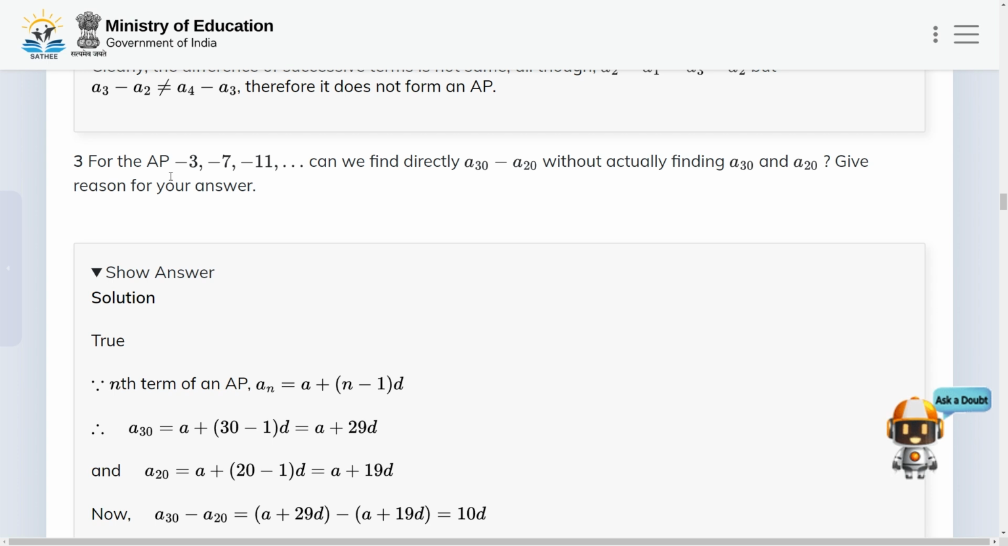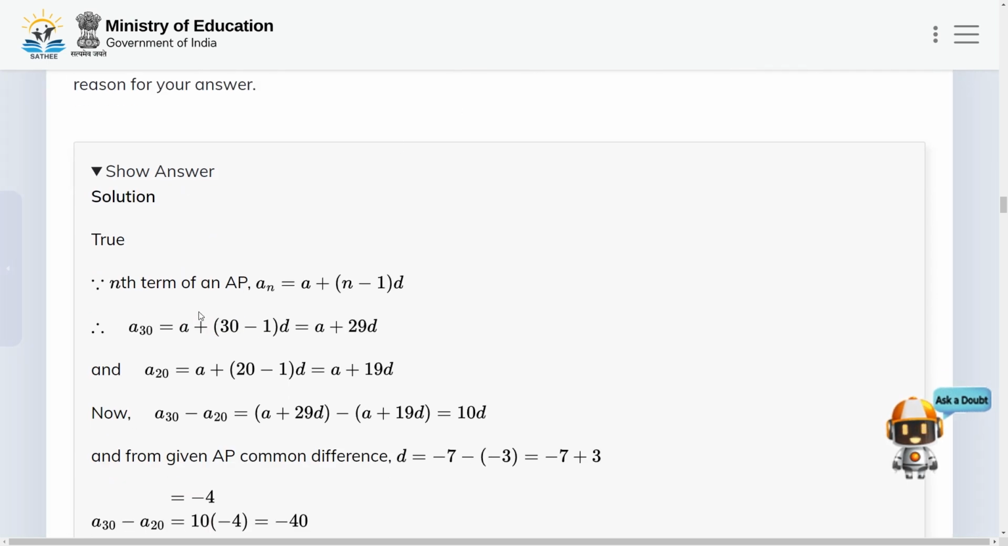Okay, so the nth term of an AP is equal to a plus n minus 1 times the common difference d. So here the 30th term, that is a30, is equal to a plus 30 minus 1 times d, and this is equal to a plus 29d. And a20 is equal to a plus 20 minus 1 times d, that is equal to a plus 19d.